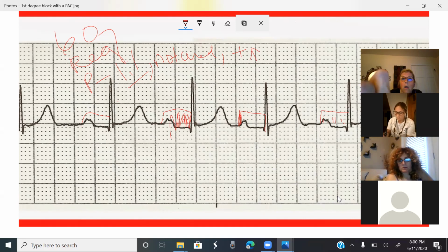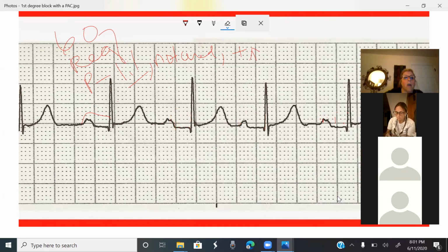So again, okay, we already described these things, and now we need to have the PR interval, right? That's our next thing on the list, right? So we need to measure that. So we're going to start at the beginning of our P wave, right?